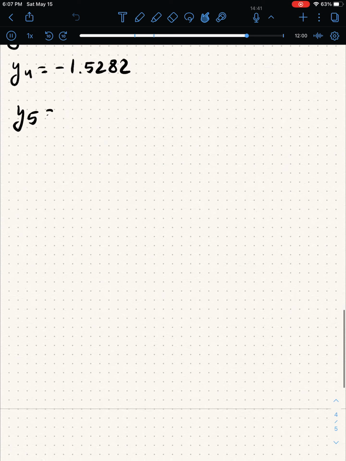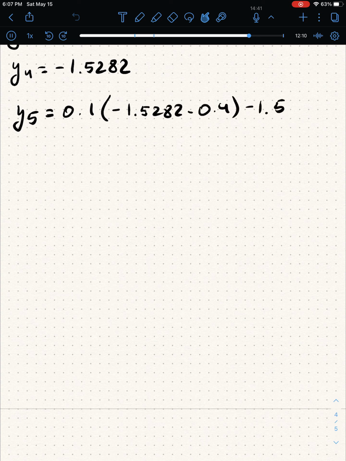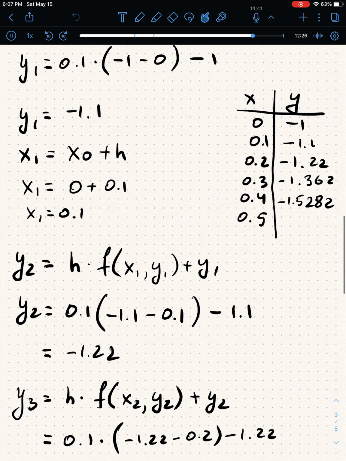If I do this one more time, I get negative 1.5282 minus 0.4 minus 1.5282. And we get our value to be negative 1.7210, approximately. And here we go. We just used Euler's formula to approximate what a function of y might be equal at x equals 0.5. So that would be your conclusion about this problem.